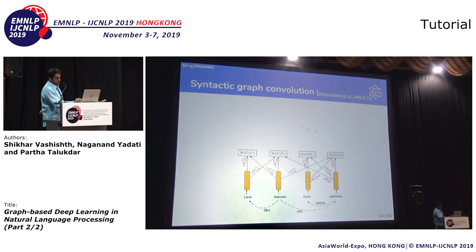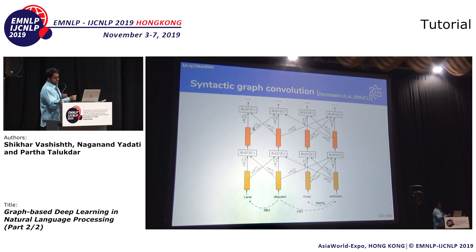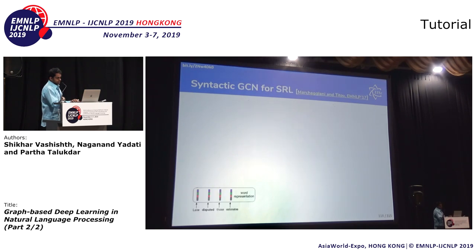So, and then we repeat this process for all the words in the sentence. Now, this is the first hidden layer. So this is what happens in the first hidden layer. In the second hidden layer, we take the representations of the first hidden layer, and then we use these representations to aggregate features from the syntactic dependency graph. So now we get the two-layer representation.